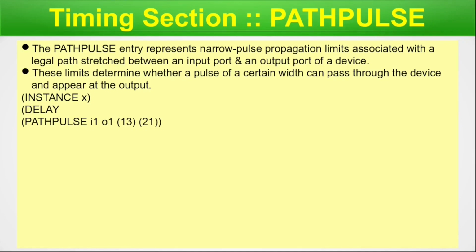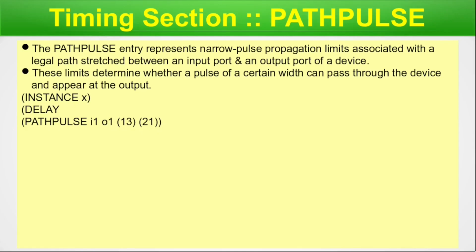So here, let me bring my mouse. For instance, I have marked a generic X here. It could be any instance, and the path pulse is between the input port I1 and the output port O1. The first threshold for I1 is 13 multiplied by the time unit as per the header section, and for the output the threshold is 21 multiplied by the time unit, and the time unit can be found in the header section. So thus, the path pulse is defined.